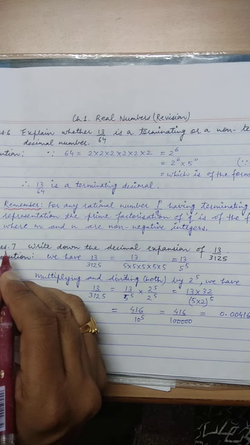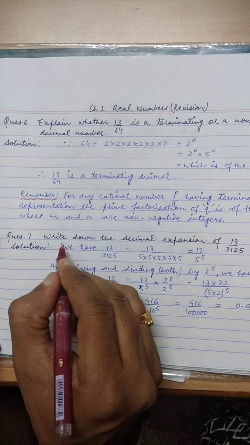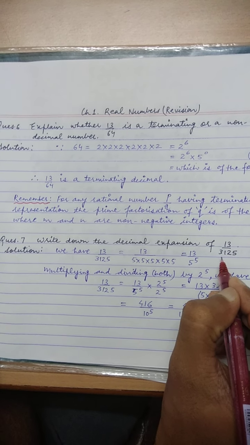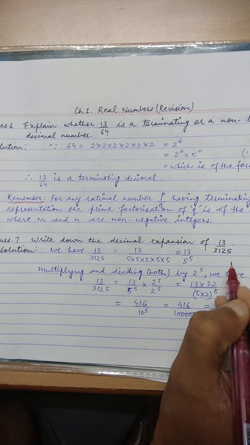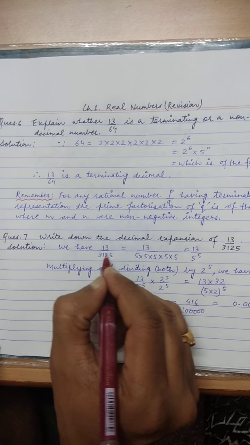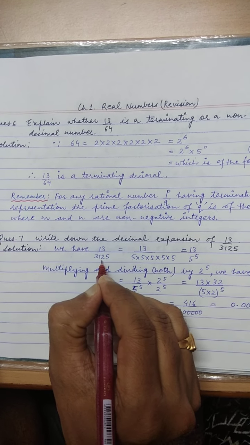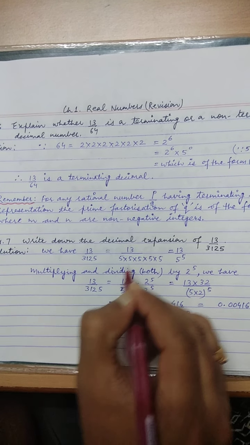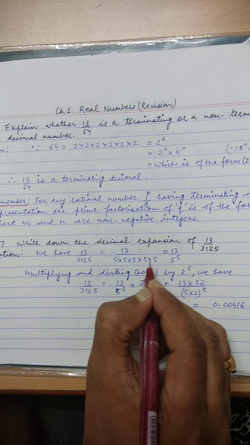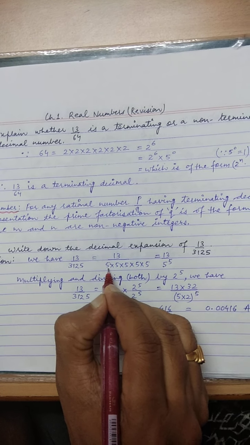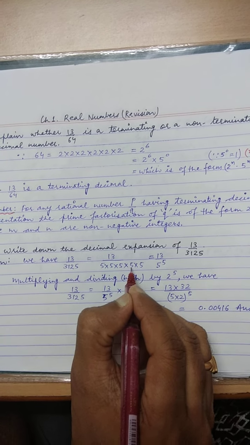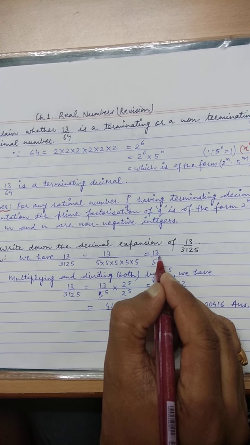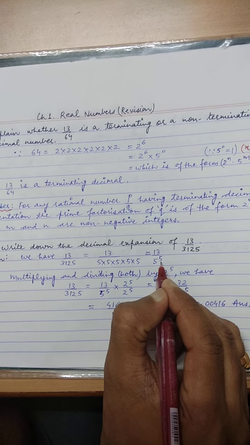Okay. Now come to another question. In this we want to write down the decimal expansion of 13 upon 3125. Now 3125 will have the prime factors as the product 5 multiply by 5 multiply by 5 multiply by 5 multiply by 5, or we can say the number can be written as 13 upon 5 to the power 5.